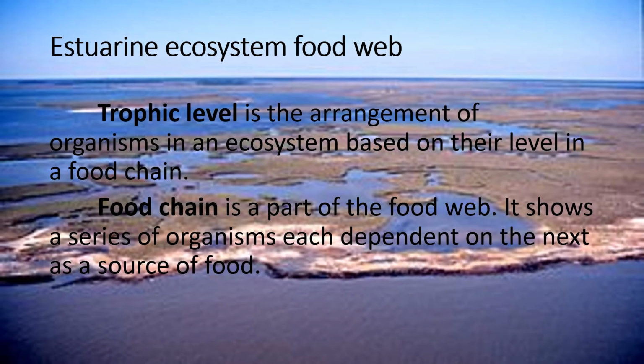The trophic level is the arrangement of organisms in an ecosystem based on their level in the food chain. The food chain is a part of the food web. It shows a series of organisms dependent on the next as a source of food.